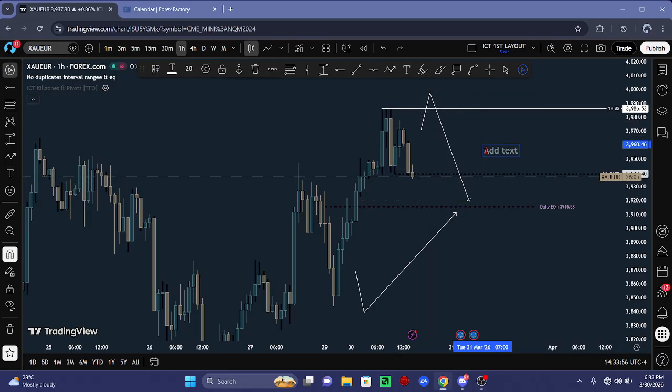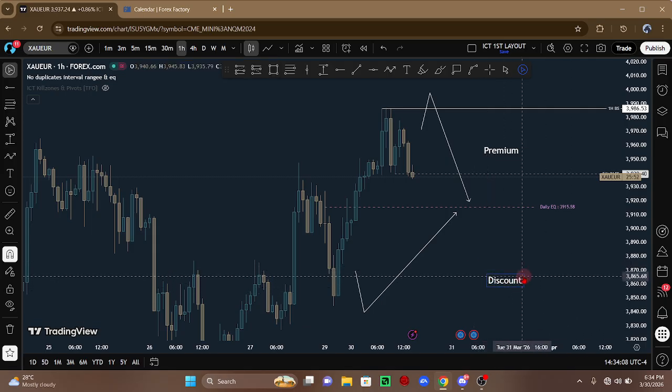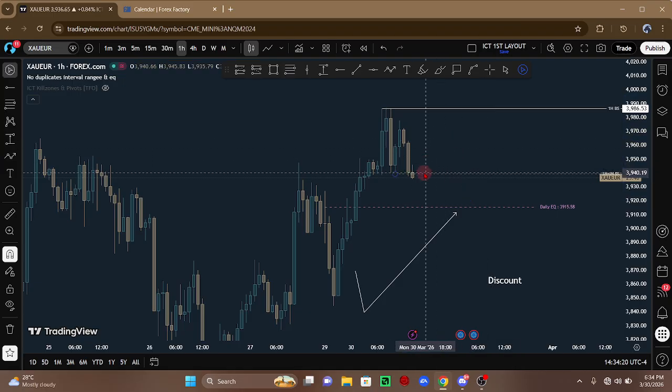This area here we call premium, and we call here discount. So what do we do in discount? We buy in discount and we sell in premium. I'm saying it again: we buy in discount and we sell in premium. This daily EQ line is a cheat code that I've given to you. Always look at how price reacts to the daily EQ.